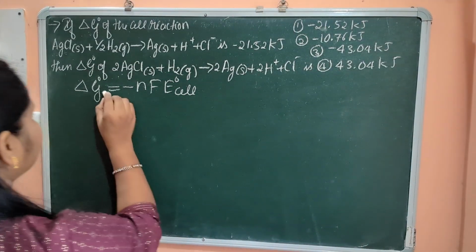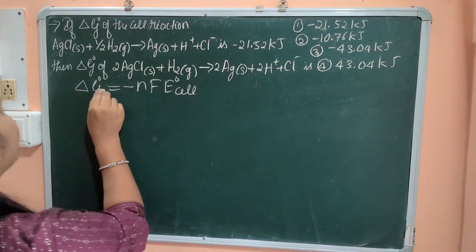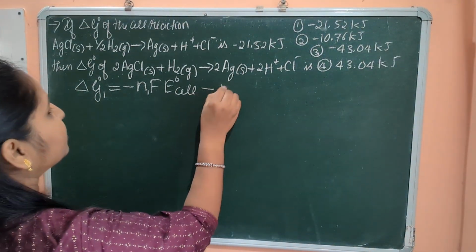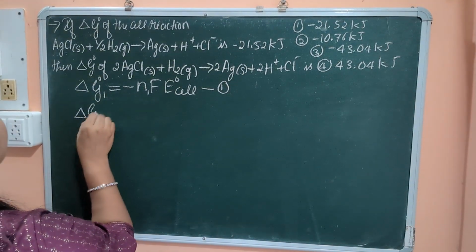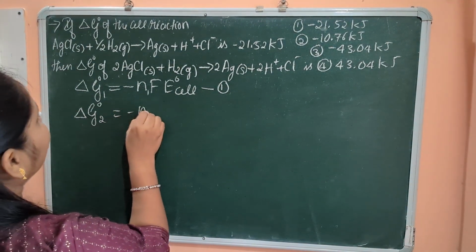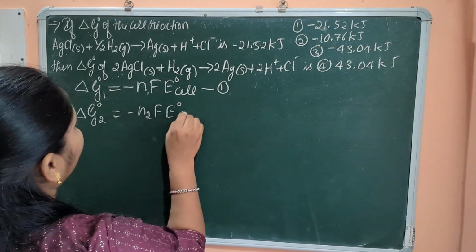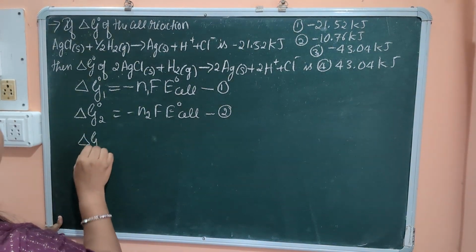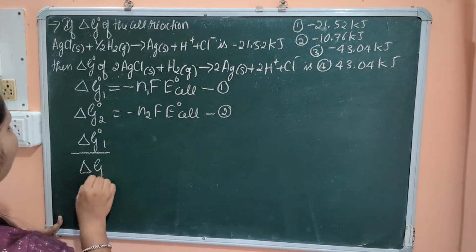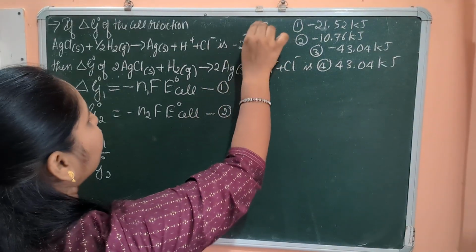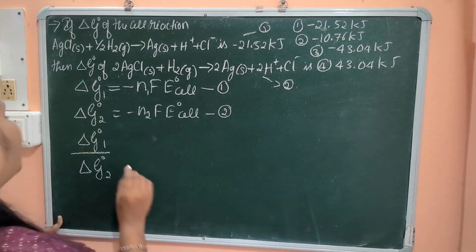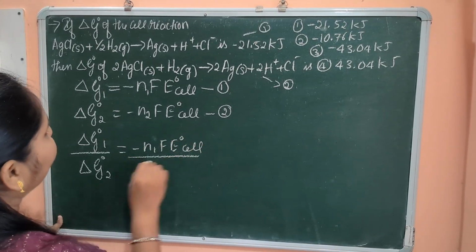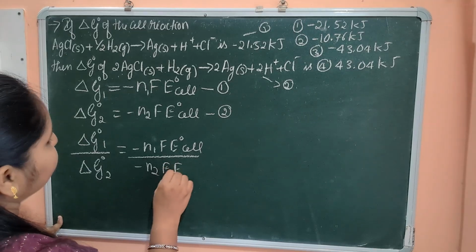So let me consider the first reaction: delta G naught 1 is equal to minus N1 F into E naught cell. I'll take another equation as delta G naught 2 equals minus N2 F into E naught cell. Let me divide equation 1 by 2, that is delta G naught 1 upon delta G naught 2, which is minus N1 F into E naught cell upon minus N2 F into E naught cell.